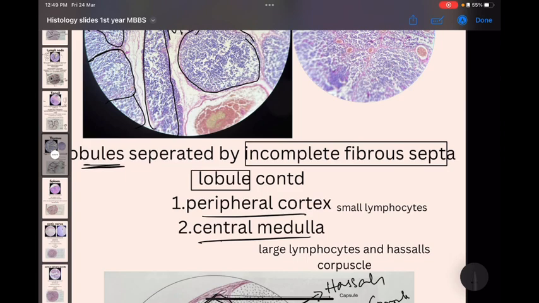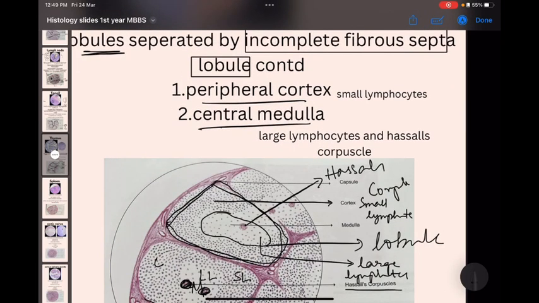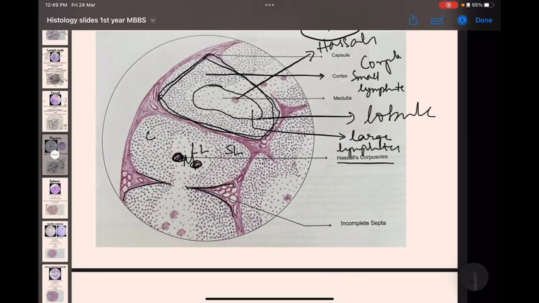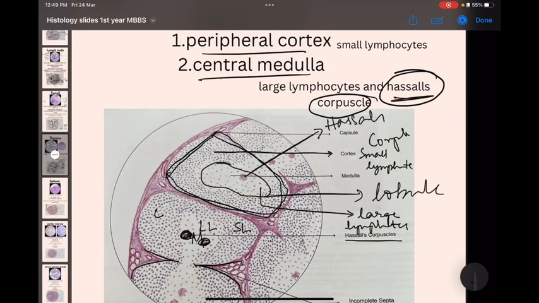Lobules are present, with incomplete fibrous septa. Each lobule contains a peripheral cortex where small lymphocytes are present, and then a central medulla where large lymphocytes and Hassall's corpuscles are present. The very important point is Hassall's corpuscles. You should never forget Hassall's corpuscles. Okay.